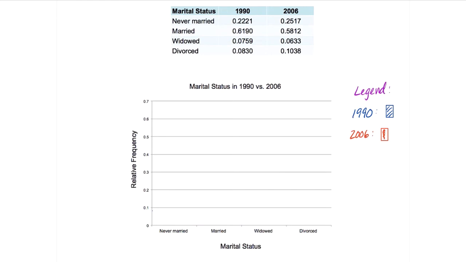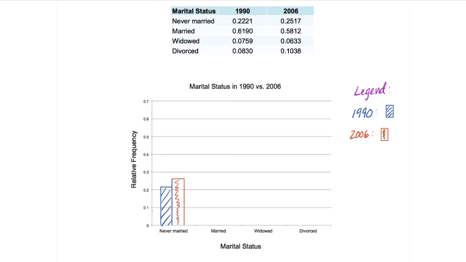Continuing to our graph then, remember this is still just a bar graph like we've done previously. It's 2 bar graphs within one. The first category would be never married. In 1990, about 22% of people were never married, so we draw our bar at about the 22% height. And then in 2006, just over 25% of people were never married. Notice that we've drawn our bars side by side over the category that is never married, and it allows us to create a nice comparison within each category. We do the same thing for the remaining 3 categories.